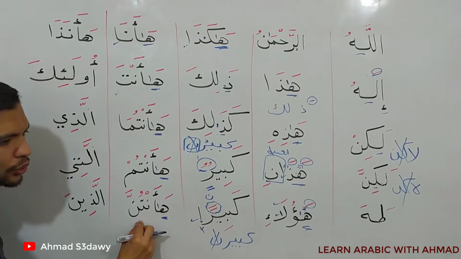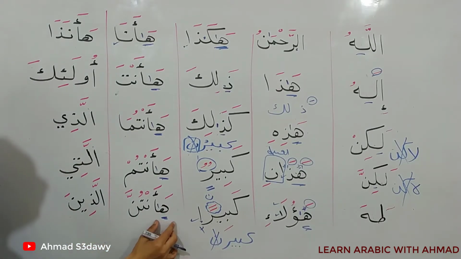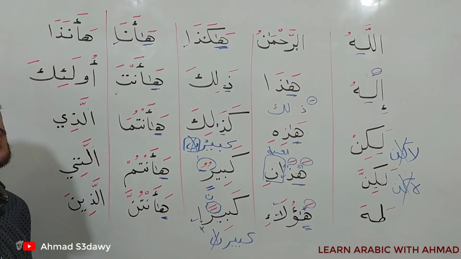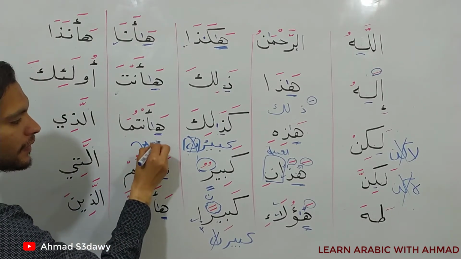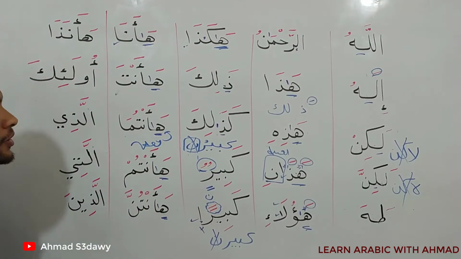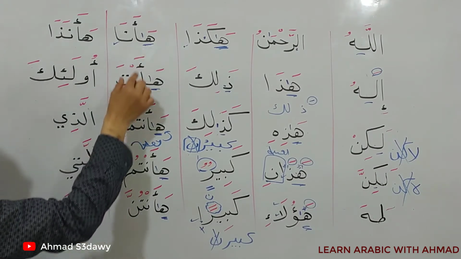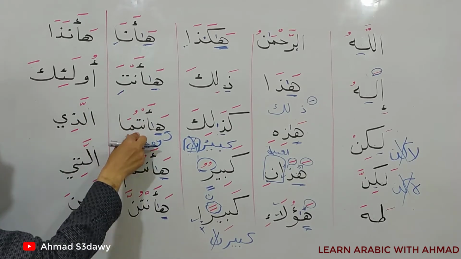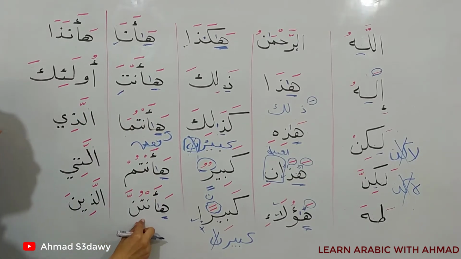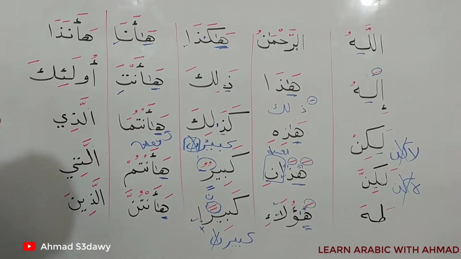Ha antum. Ha antunna. So this ha is called ha at-tanbih, which means the ha that is used to sustain someone's attention. Like when you want to say, hey. This hey thing is the ha in Arabic, just to attract someone's attention. And ana, anta, or anti if there is kasra here, antuma, antum, antunna, they are all pronouns, okay?